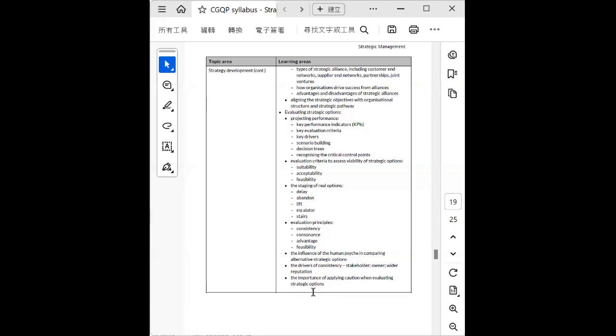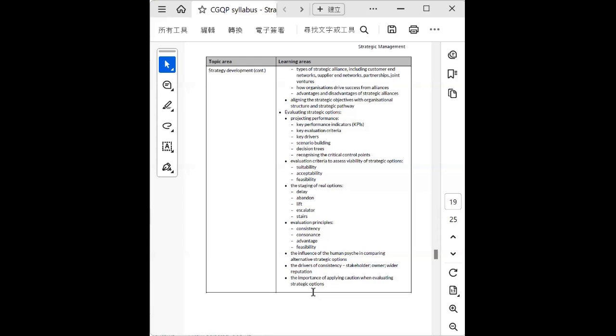Escalator really involves gradually increasing the investment in the strategy because it proves to be successful. Stairs means incremental steps to implement a strategy. You have to balance the risk and the reward. And then we have evaluating principles.